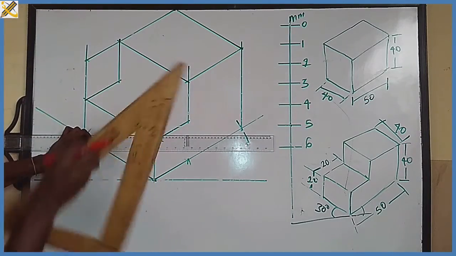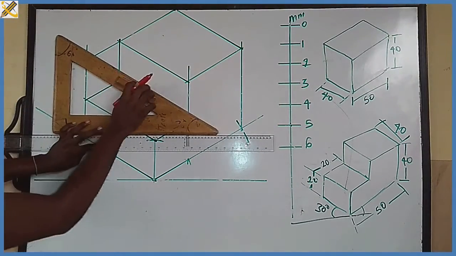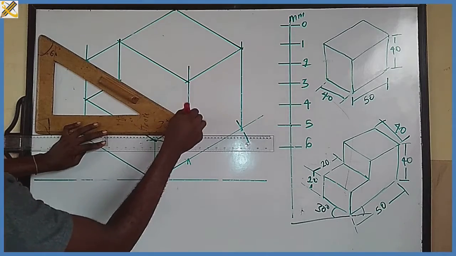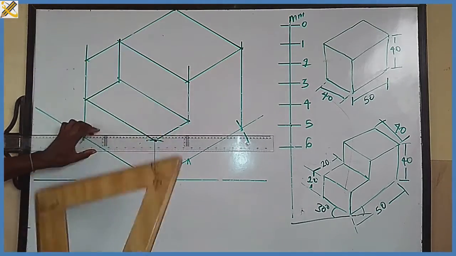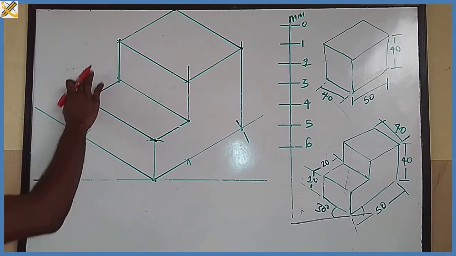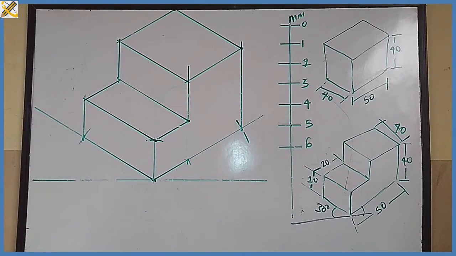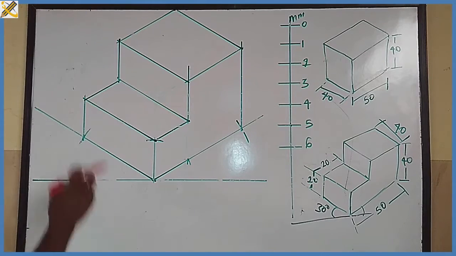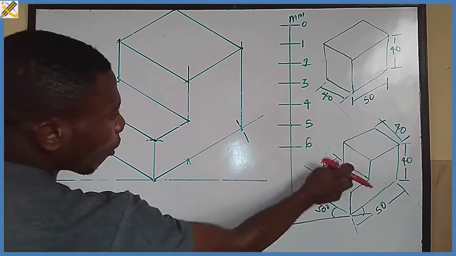Can you see? Then with my set square positioned in this manner, I'm going to draw, as you can see. So that is it. I don't need this part any longer. That is why I said you should draw with a thin line for the start. Draw with a thin line. Okay, so we have this object now.